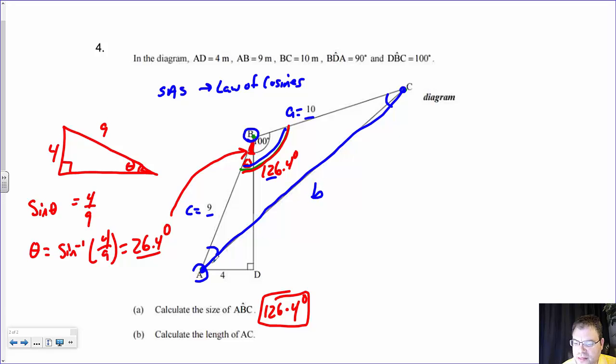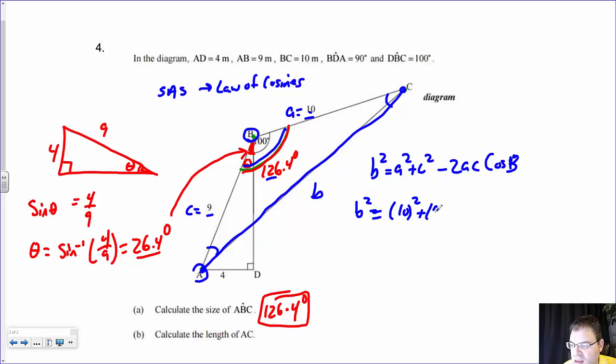So if I want to figure out b, that's the same thing as AC here. I'm going to say that b squared is equal to a squared plus c squared minus 2ac times the cosine of B. That's one of three versions of the law of cosines. So I'll just use this formula to figure out b squared. I know a is 10, so this is 10 squared, plus c, which I told you is 9 right here, so plus 9 squared, minus 2 times 10 times 9, and then the cosine of angle B. And angle B, I'm telling you, is this whole thing I decided, which is 126.4.